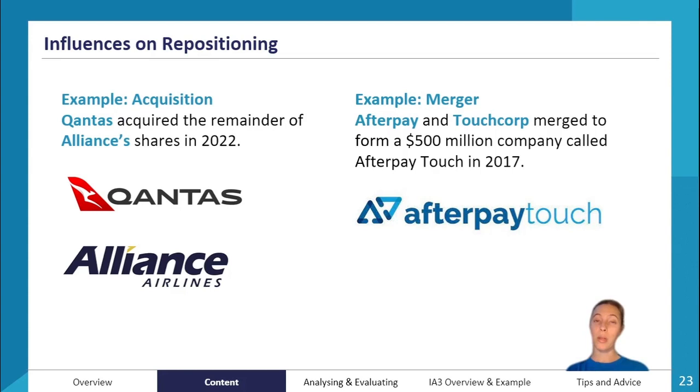You may be familiar with Afterpay. They merged to form a $500 million company called Afterpay Touch in 2017. So that is where the businesses are both going to come together to create something new. So you can see that they've got that new business name that's incorporating both businesses in there. And they would merge because of some kind of mutual benefit that they're going to get from that as well.